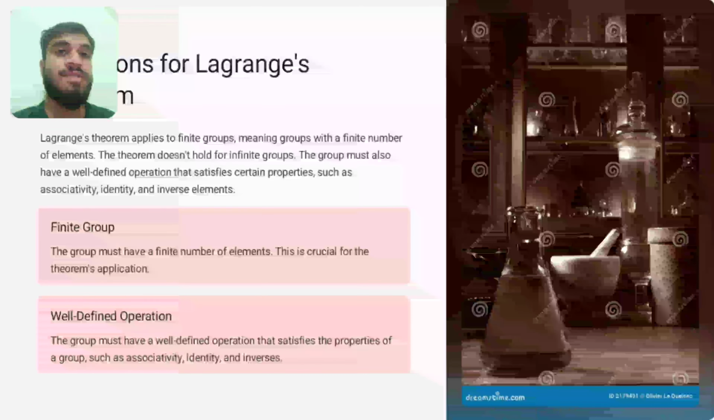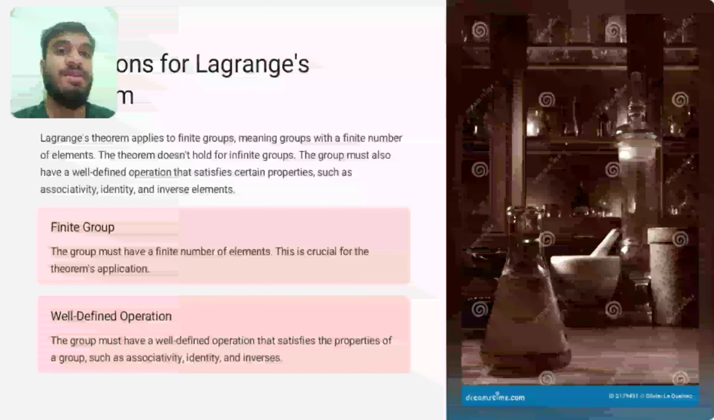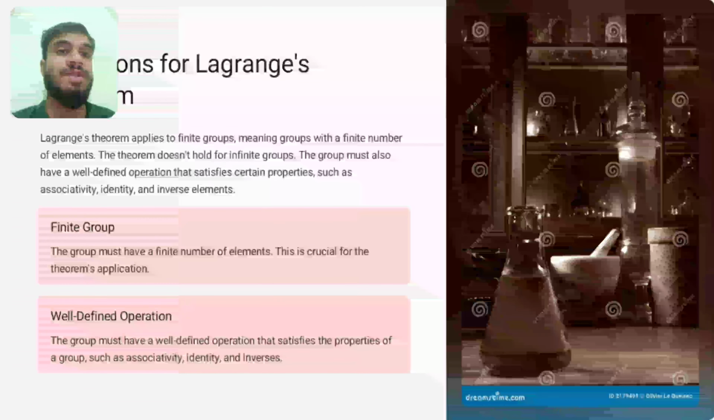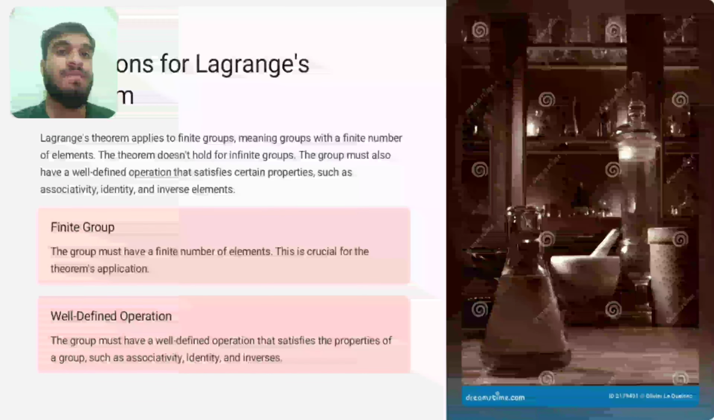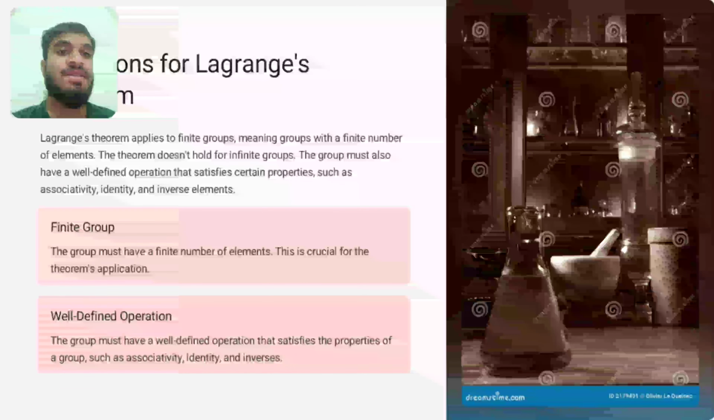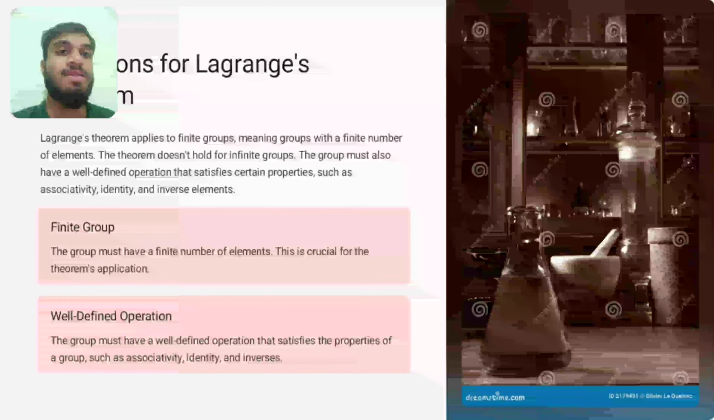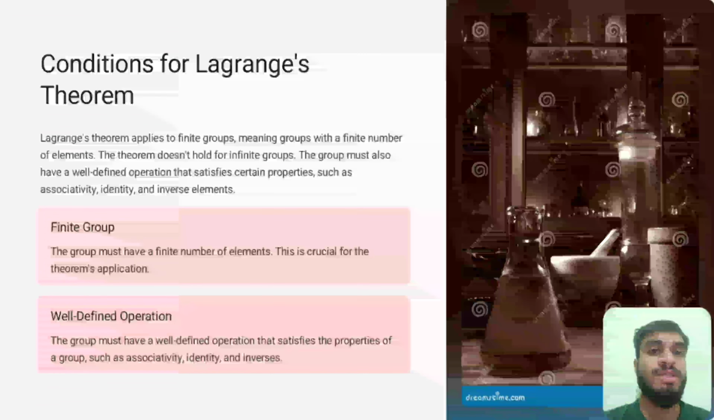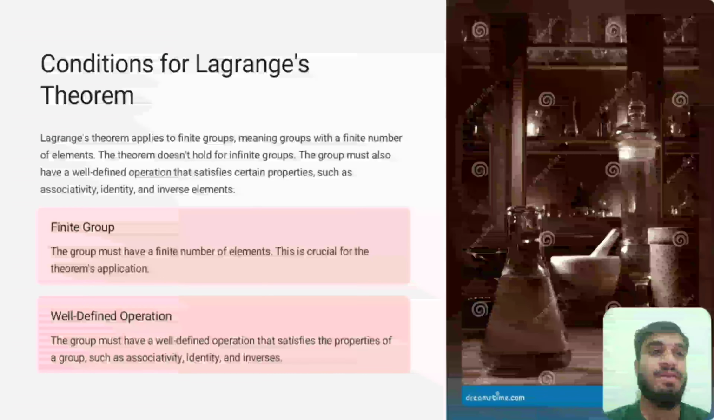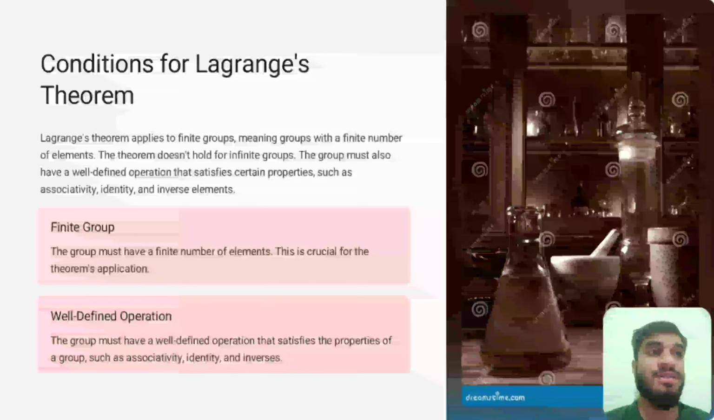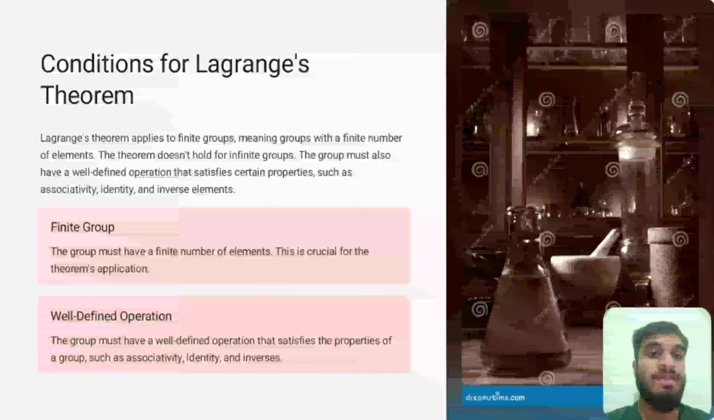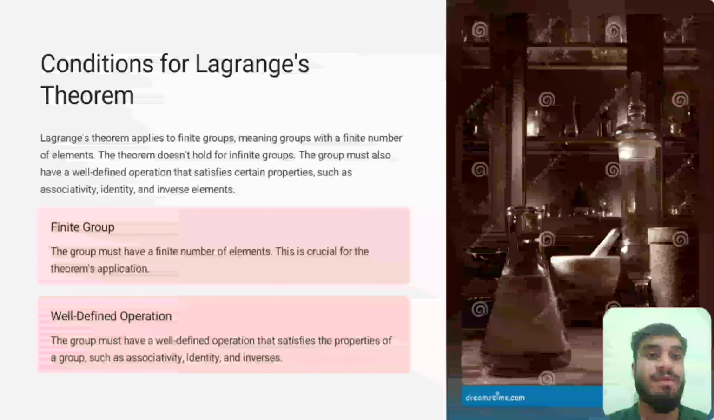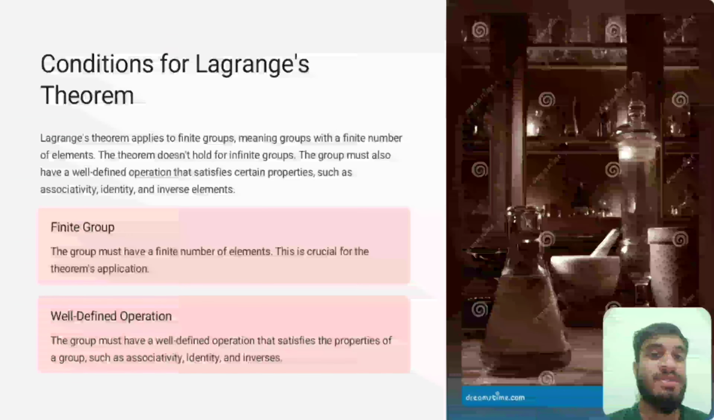Lagrange's theorem applies to finite groups, meaning groups with a finite number of elements. The theorem does not hold for infinite groups. The group must also have a well-defined operation that satisfies group properties such as associativity, identity, and inverse elements. Finite group: the group must have a finite number of elements, which is crucial for the theorem's application. Well-defined operation: the group must have an operation satisfying associativity, identity, and inverses.